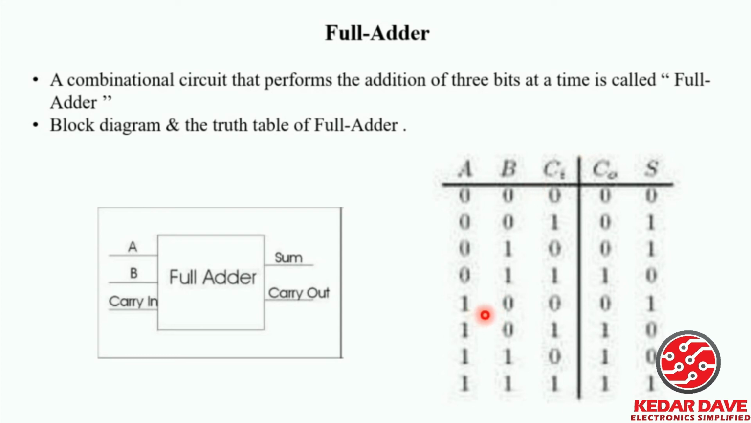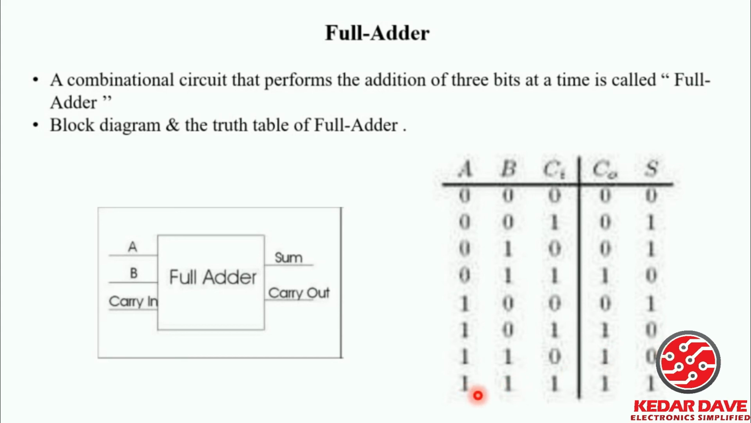For the 1 and 0, 0 will be the carry and the output will be 1, because the carry is 0, so 1 plus 0 is equal to 1. 1 plus 0 is equal to 1 only, but 1 plus 1 is equal to 1 0. So 1 will be the carry and 0 will be the sum, right? So 1 plus 1 is again 1 0, and 1 0 plus 0 is nothing but 0. So carry will be 1 and the sum will be 0.